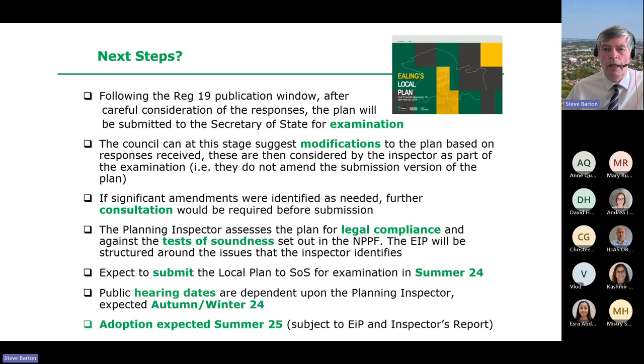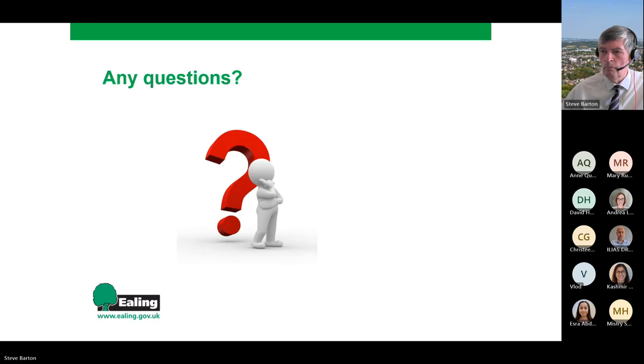Now, as I indicated, I'm aiming to submit the plan in the summer by the end of June. Of course, that will be entirely dependent on the volume of representations we receive and their scope. As I said before, the timetable then will be a matter for the inspector to determine. But my best guess is we would expect to see public hearings later in the year, either in the autumn or winter, straddling Christmas. And then, assuming the inspector finds the plan to be legally compliant and sound, it will then be open to the council to formally adopt the plan. And I anticipate that would happen around the summer of next year.